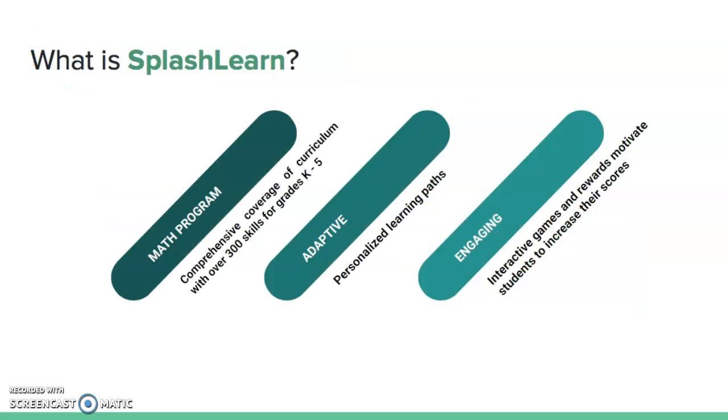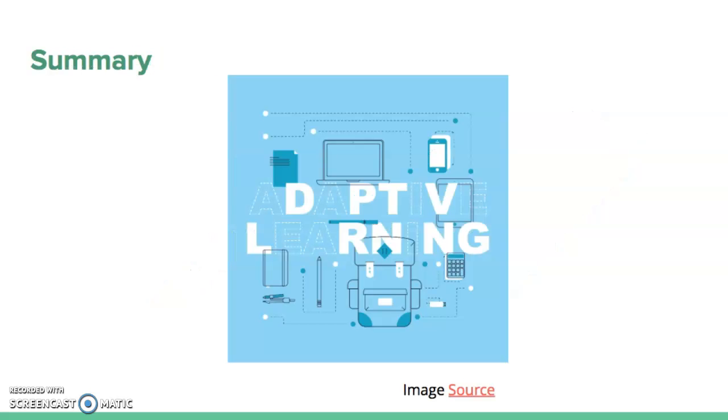SplashLearn is a comprehensive math program that provides coverage of over 300 skills for students in grades K through 5. SplashLearn adapts to learners to provide them with a personalized learning pathway. The program is engaging in that it provides a game-like learning experience for the students. SplashLearn allows the teacher to manage and monitor student progress and create individualized learning goals for each student.